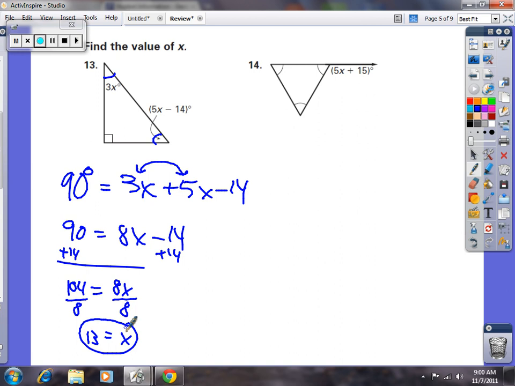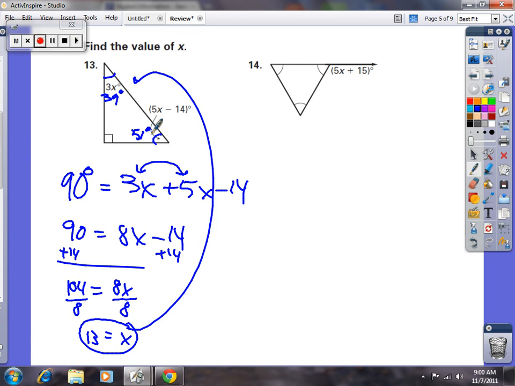That's all they want you to do, Kenzie. They just want you to find x. So if x is 13, let's go one more step. This angle right here is 3 times x. So how big is this angle right here? What's 3 times 13? So this guy right here is 39 degrees. How big is this guy then? If there's 90 and 39, what's left over to use? If they have to add up to be 180. 51. It's got to be 51 degrees.